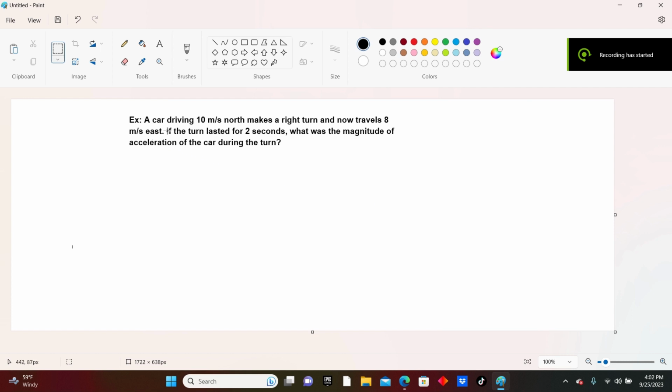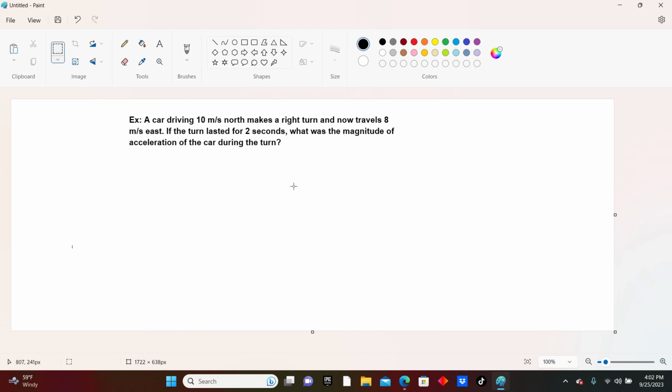Okay, a car driving 10 meters per second north makes a right turn and now travels 8 meters per second east. If the turn lasted for 2 seconds, what was the magnitude of acceleration of the car during the turn? Okay, so what I want to show with this question is that the x and y direction act independently of each other. They'll have independent velocities, independent accelerations, and independent displacements.